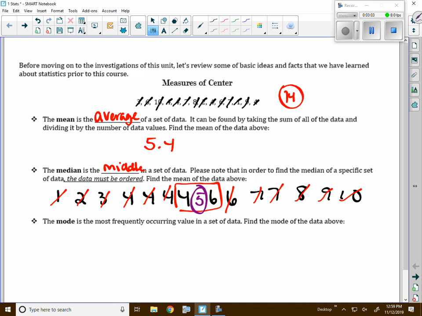Okay, the mode is the one that happens most often, which would be what? 4. Because 4 happens 4 times. It's the only one that happens 4 times. Questions, issues, concerns? Okay.